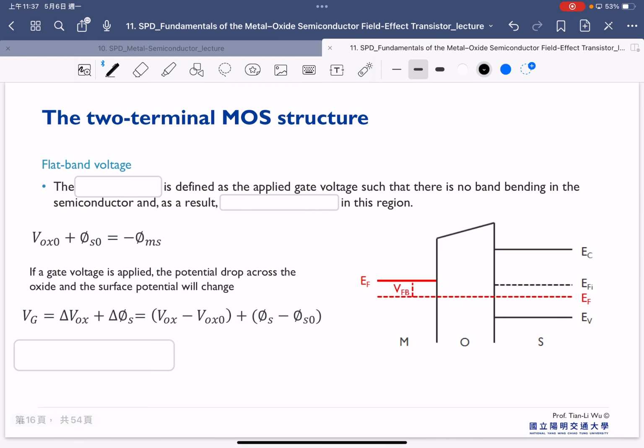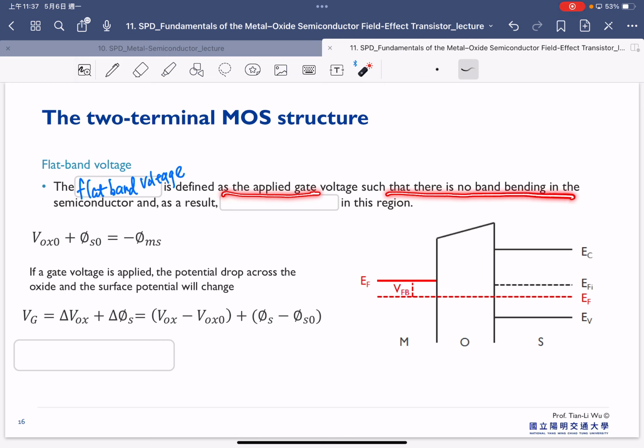Okay, so now we have to go back to the one we have already mentioned related to the flat band voltage here. So the flat band voltage is defined as the applied gate voltage such that there's no band bending in the semiconductor. As a result, we don't have the space charge. So, zero net space charge.